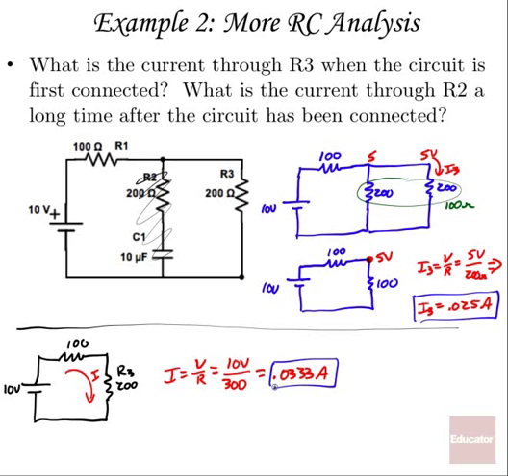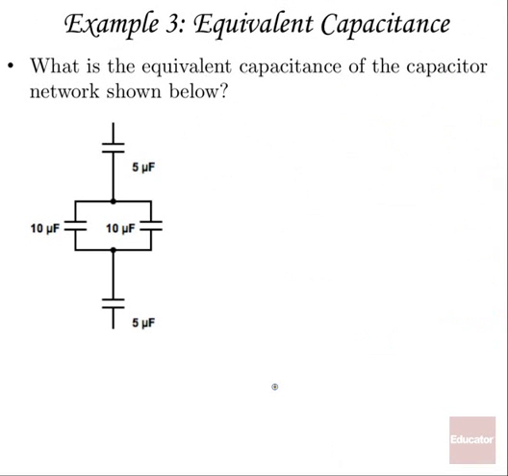All right, let's try two more. What's the equivalent capacitance of the capacitor network shown right here? Well, we've got one in series, two in parallel, and one in series. So I'm going to redraw this with our 5 microfarad capacitor. Our two capacitors in parallel are very easy to calculate their equivalent capacitance. We just add them. So 10 plus 10 microfarads will be 20 microfarads. And then we go to our third capacitor in series, 5 microfarads. So that's an equivalent network there.